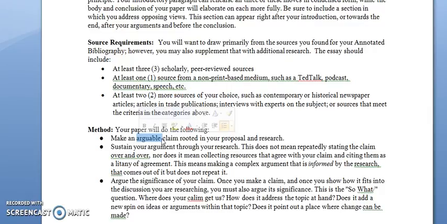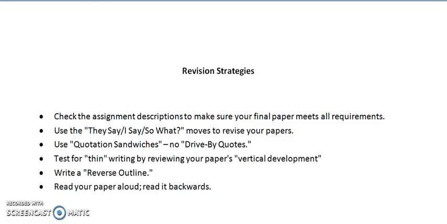Okay, another strategy that you can use is to use the they say, I say, and so what moves that we talked about earlier in the semester. If you remember, I described these as the crucial or essential ingredients of any academic argument, that it must be situated in some prior conversation, that you must contribute in some way. You can agree, you can disagree, or you can agree and disagree simultaneously. And then it also has to discuss the payoff. What do we get, or what do we gain from having read your essay?